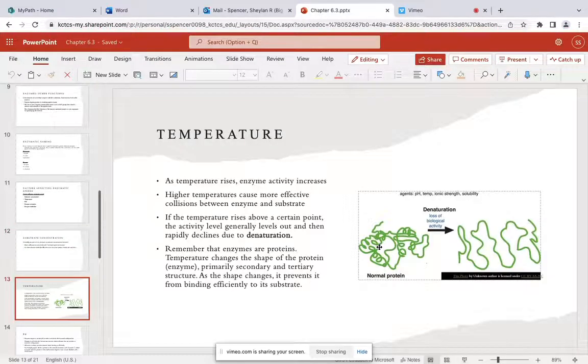Temperature is another thing. Remember earlier we said if we didn't have an enzyme, what could we use? Well, we could use temperature or heat. But in the presence of temperature, you're going to increase the enzymatic activity. That's essentially the same thing that we said previously: the more temperature that's present, the more collisions that are going to occur between the enzyme and the substrate.